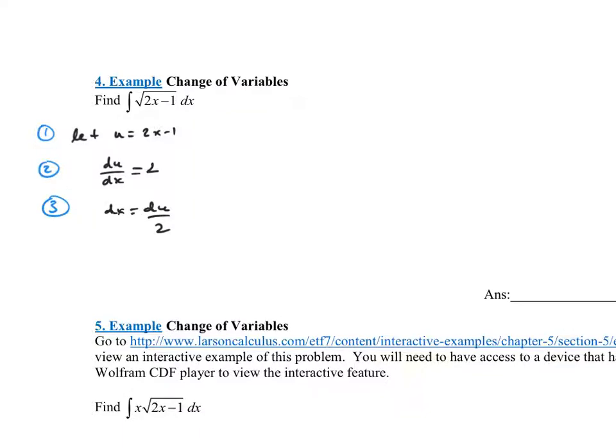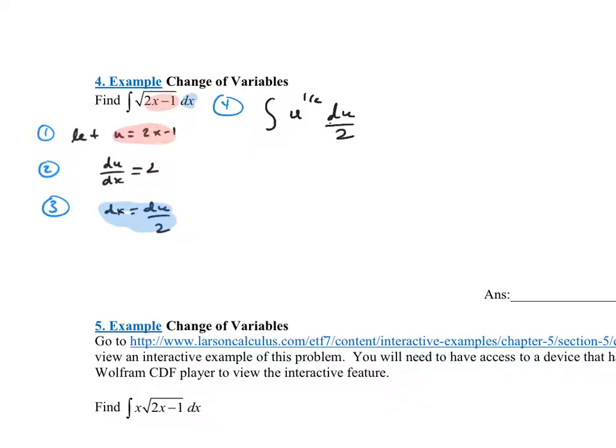We look here and we need to substitute in for dx into our problem, and we also need to substitute in u for our problem. So step 4 is rewriting that integral in terms of u and du. So this is going to be the integral of, instead of the square root of u, I'm going to go ahead and write it as u to the 1/2, and then instead of dx we have du over 2.